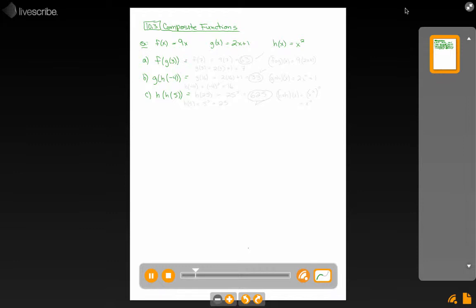We're asked this time to actually find a number, an answer to these questions, to say what is f of g of 3. So what that means is you first figure out what g of 3 is. So g of 3 is going to equal 2 times 3 plus 1, which equals 7. Now we're being asked what's f of 7. So f of 7 is going to be 9 times 7, which equals 63. So 63 is the answer to the question.